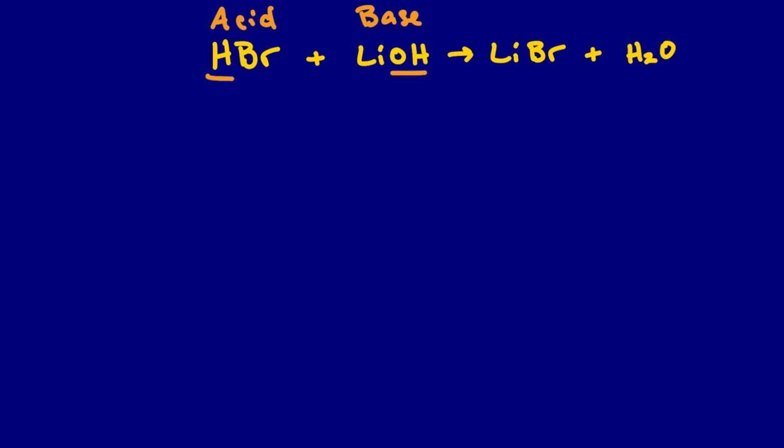So let's say now that we have HF, and then it is going to be reacting with KOH. Take another second, see if you can predict our products for this next example.